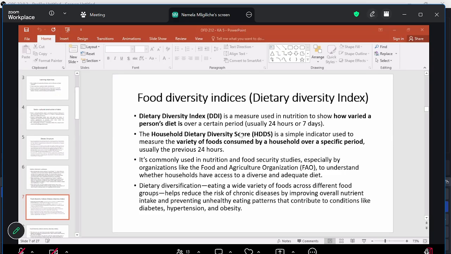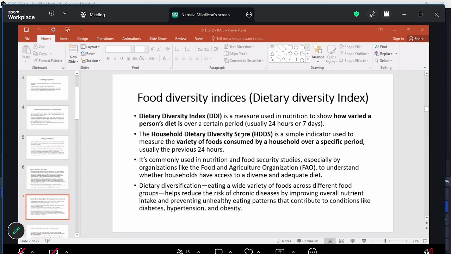From there we go to the interpretation of this score. If a household scores from 0 to 3, normally this means they've got low dietary diversity. If the household scores 4 to 6, they've got medium dietary diversity. And if the household scores 7 to 12, then they've got high dietary diversity.